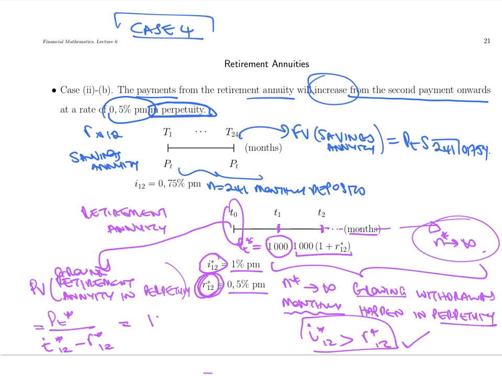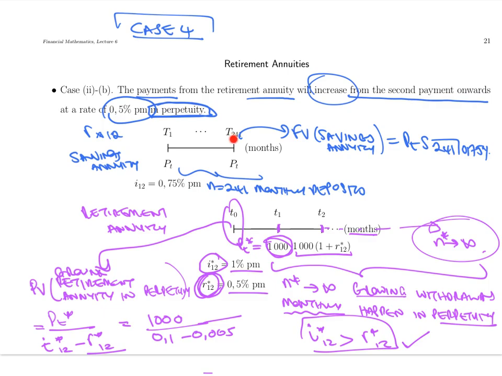So how do I structure this? It's PT star, which is 1,000, divided by I star 12, which is 1%, minus R star 12, which is 0.005, which is 0.5%. And in the next slide, I will show you how to find the value of the deposits that he needs to make if this is the structure of his growing annuity.